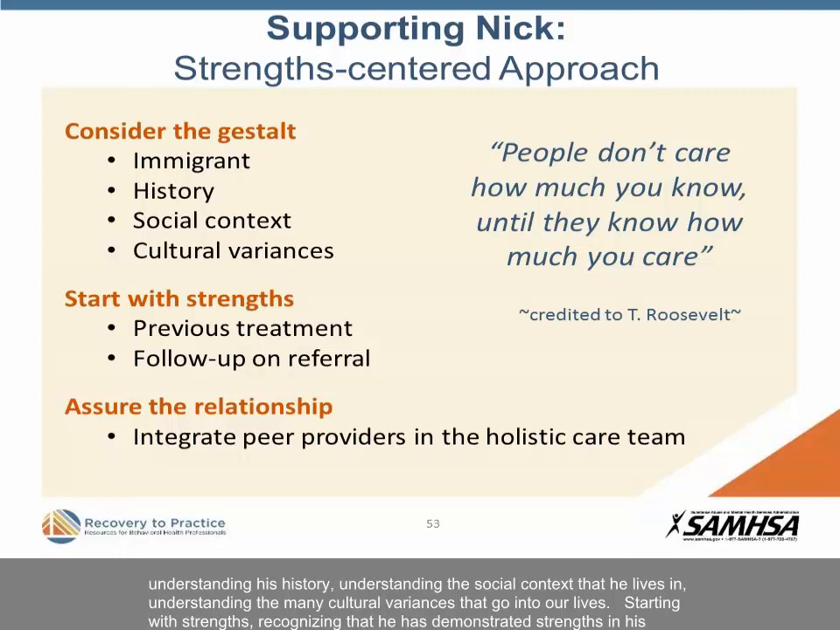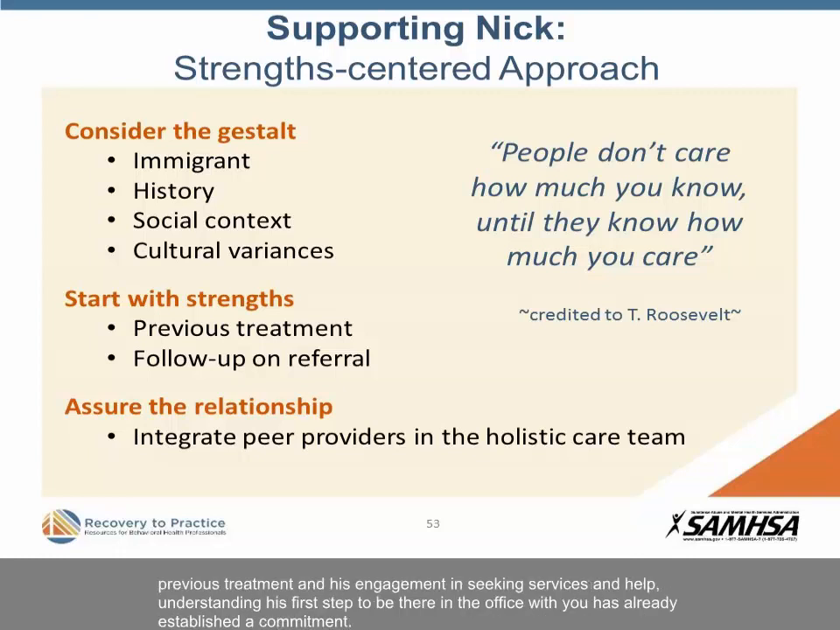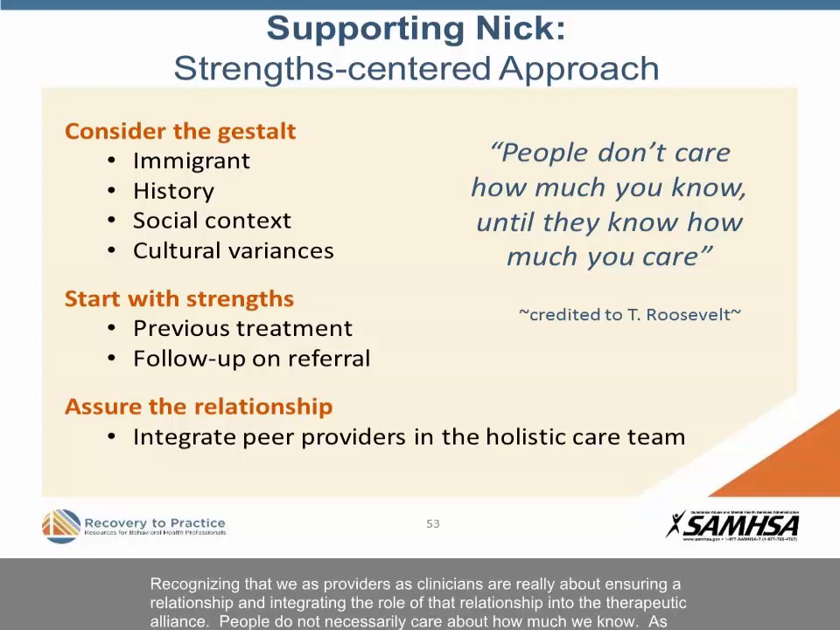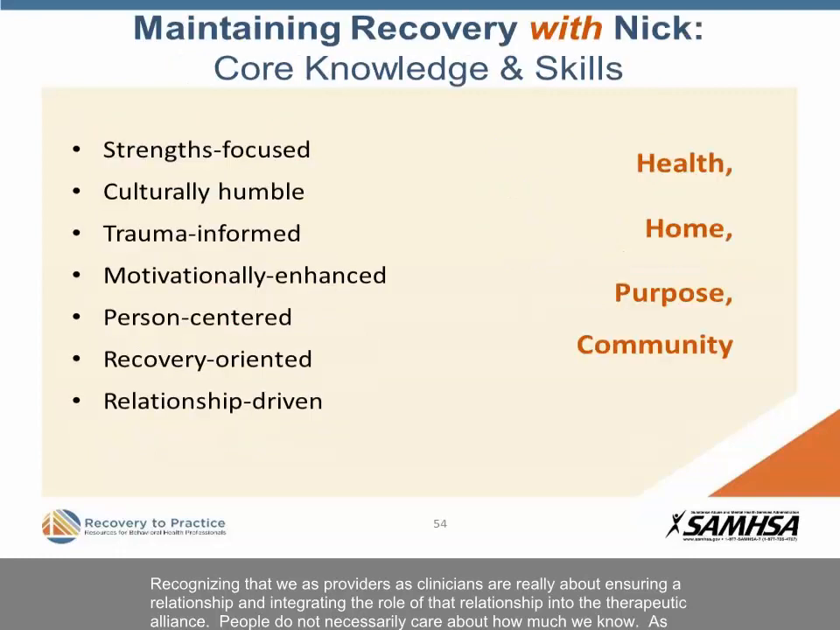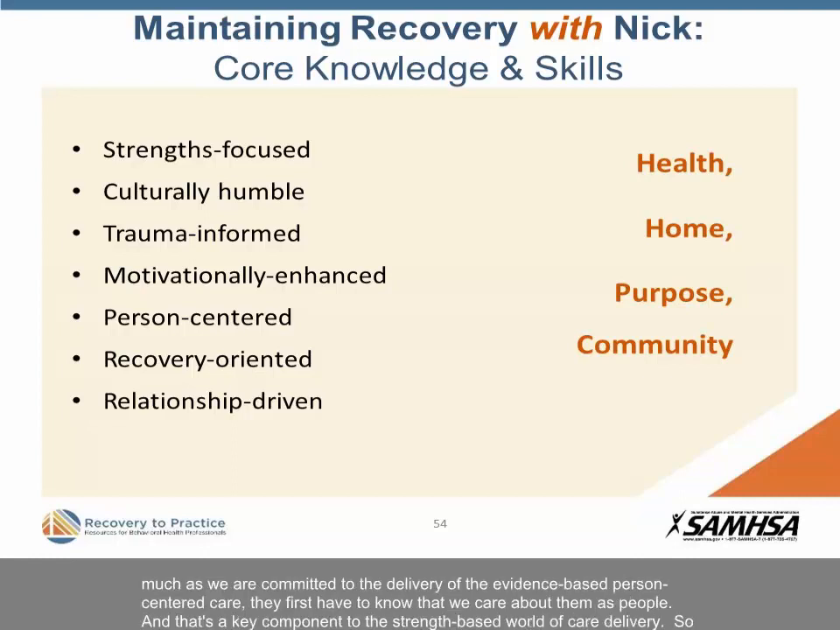Starting with strengths, recognizing that he has demonstrated strength in his previous treatment and his engagement in seeking services and help. Understanding that his first step to be there in the office with you has already established a commitment. Recognizing that we as providers, as clinicians, are really about assuring a relationship and integrating the role of that relationship into the therapeutic alliance. Look, people don't necessarily care about how much we know. As much as we are committed to the delivery of evidence-based, person-centered care, they first have to know that we care about them as people. And that's a key component to this strength-based world of care delivery.